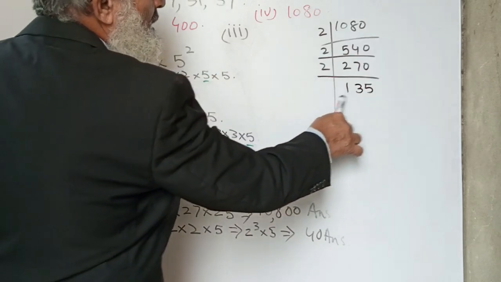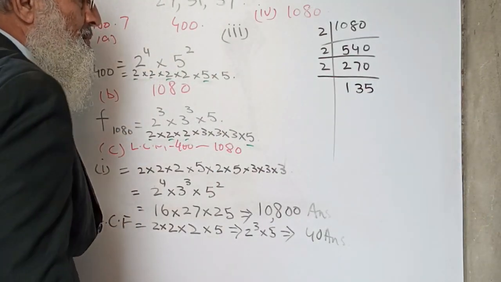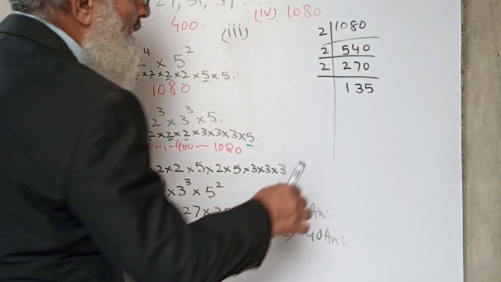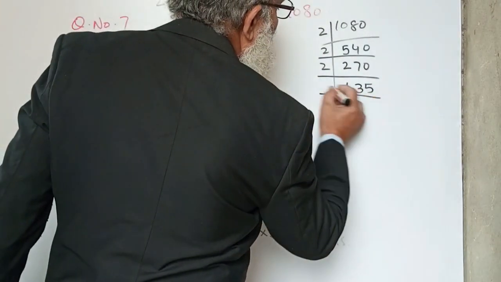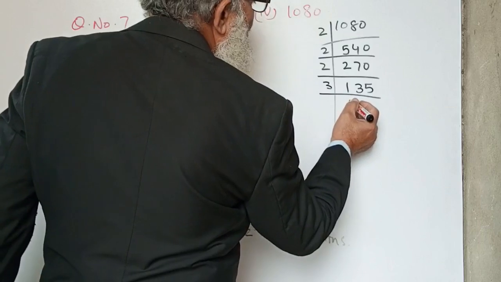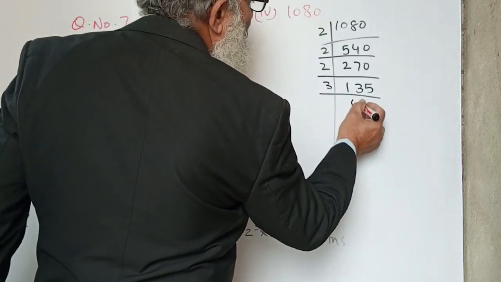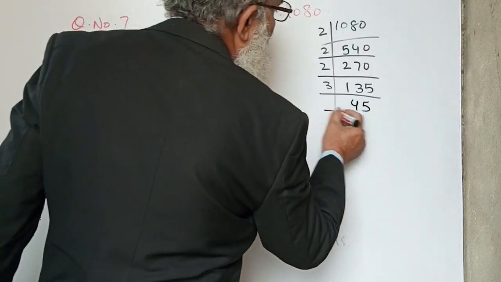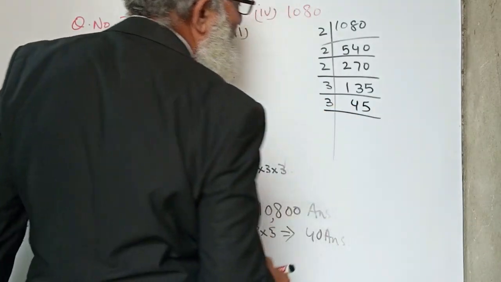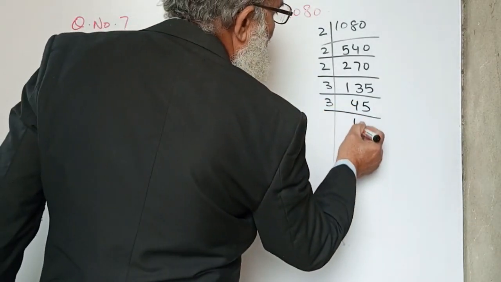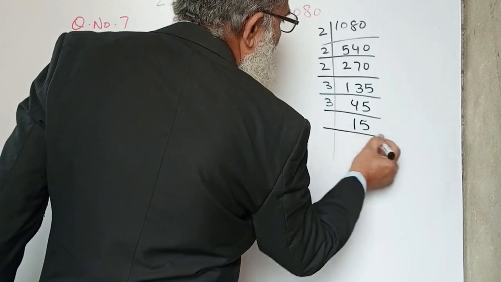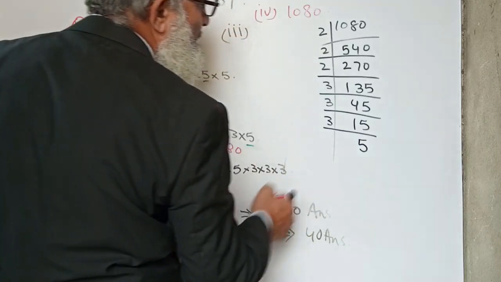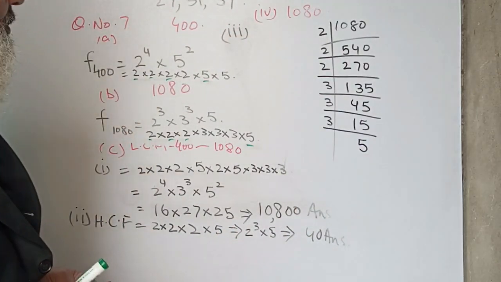You see that now it is not divisible by 2, but it is divisible by 3. So 3 4s are 12, 3 5s are 15. It is again divisible by 3. 3 1s are 3, 3 5s are 15. Again divisible by 3. 3 5s are 15.